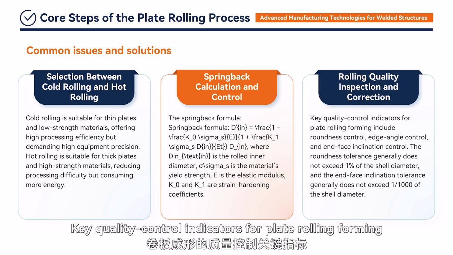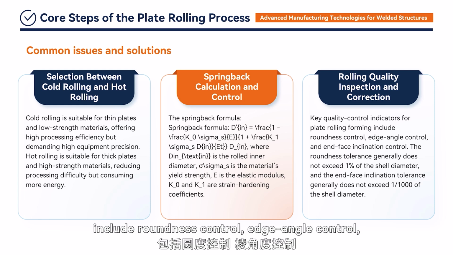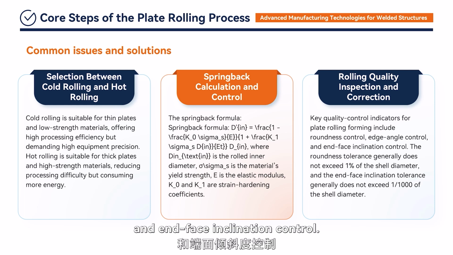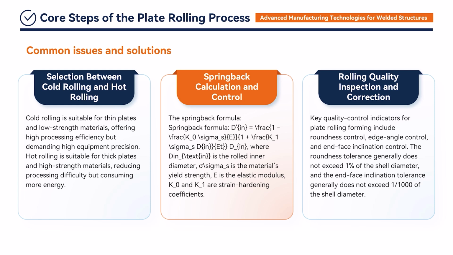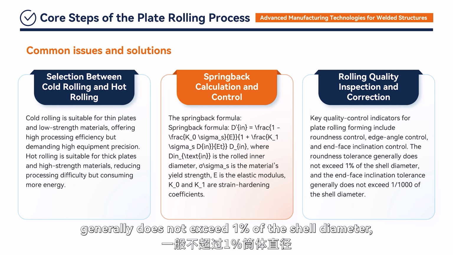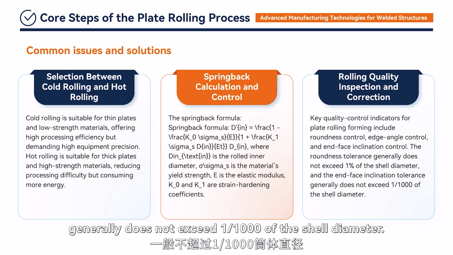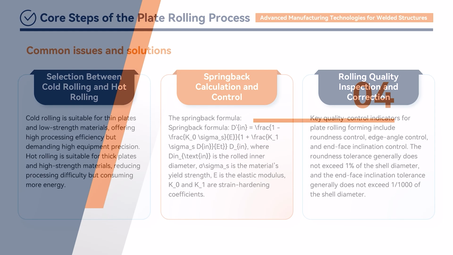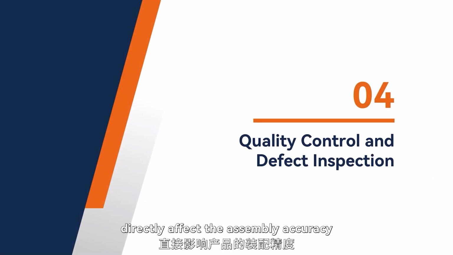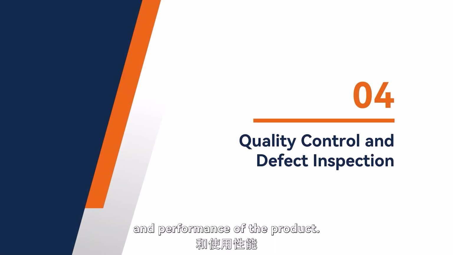Key quality control indicators for plate rolling forming include roundness control, edge angle control, and end face inclination control. The roundness tolerance generally does not exceed 1% of the shell diameter, and the end face inclination tolerance generally does not exceed 1/1000 of the shell diameter. These indicators directly affect the assembly accuracy and performance of the product.